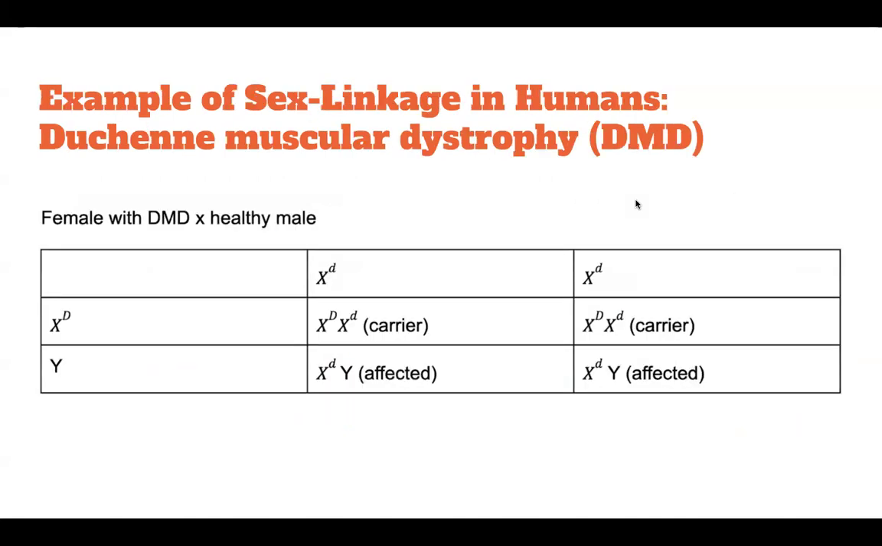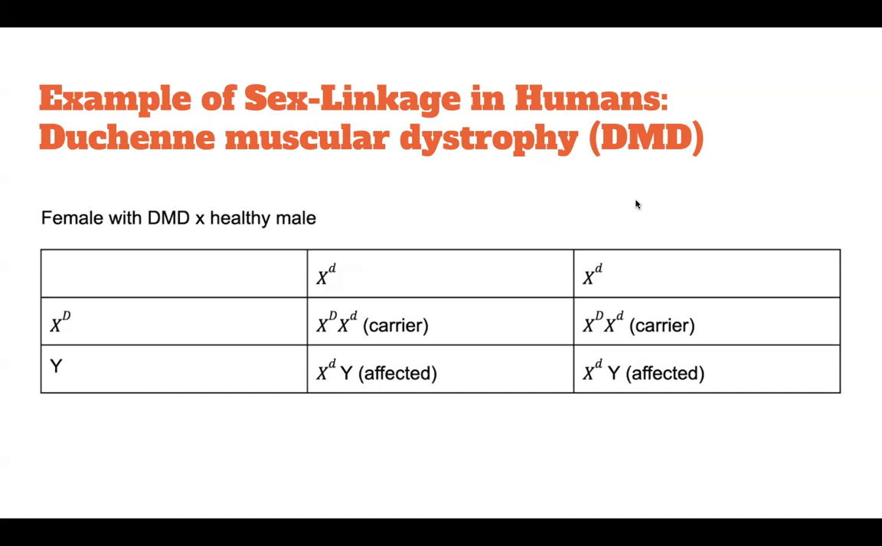Sex linkage also exists in humans. One of these examples would be Duchenne muscular dystrophy, abbreviated as DMD. This condition happens when there are mutations in the DMD gene, which encodes dystrophin, a protein essential for muscle structure and function. Punnett squares can be used to illustrate the inheritance of this condition.